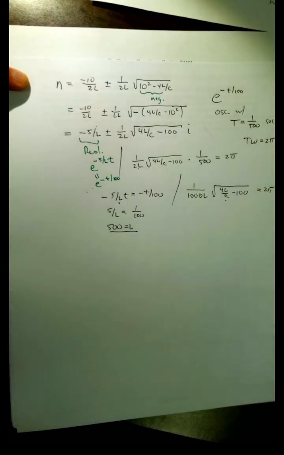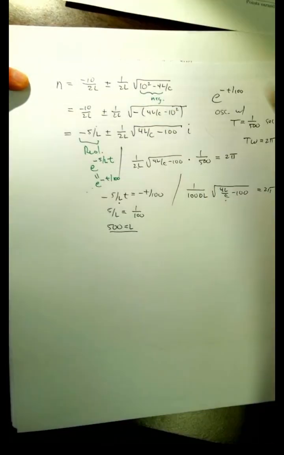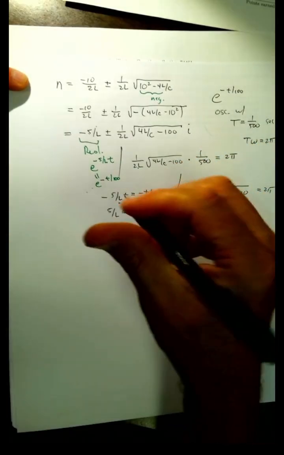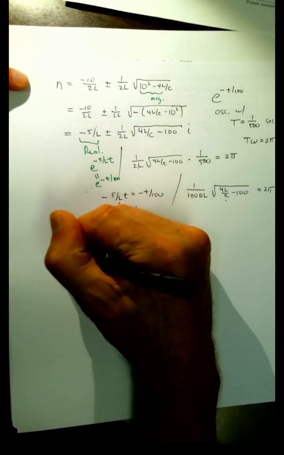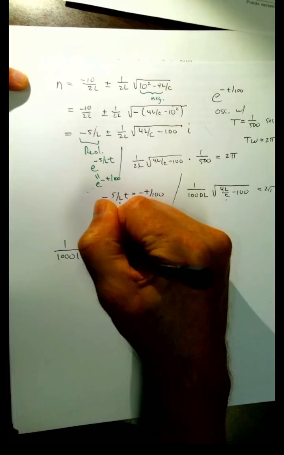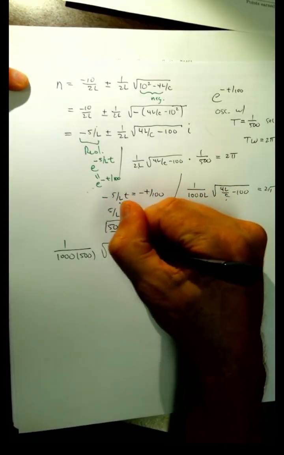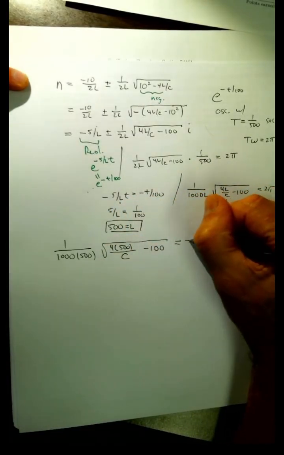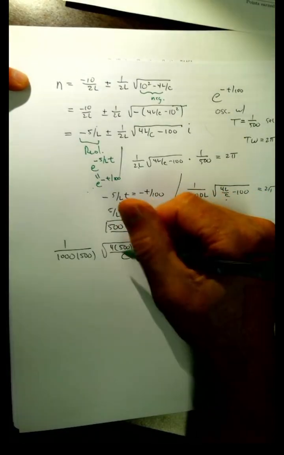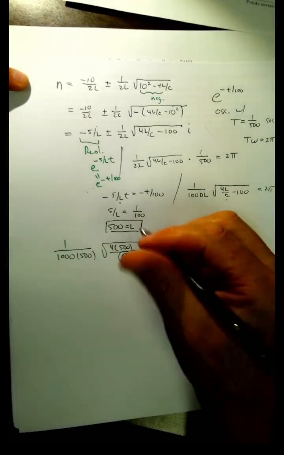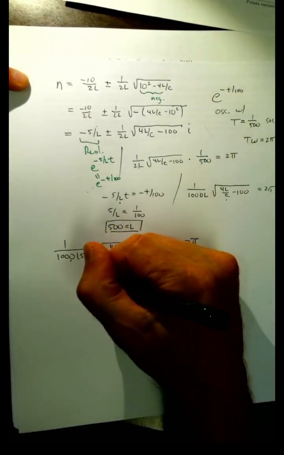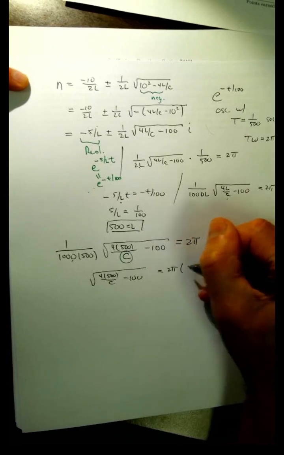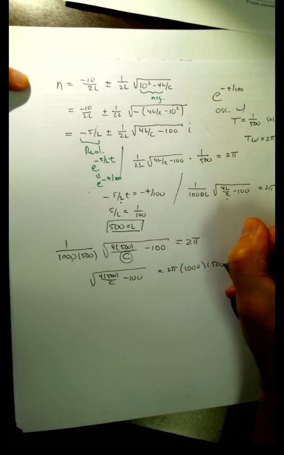Okay. Sorry. And now, focusing on this part right here, I'm just going to plug in L equals 500. Be careful, keep track of that. So L is 500. Square root of 4 times L over C minus 100 equals 2 pi. And now my unknown is C, and I've got to solve this for C. So let me multiply both sides by 1,000 times 500. So I get 2 pi times 1,000 times 500.